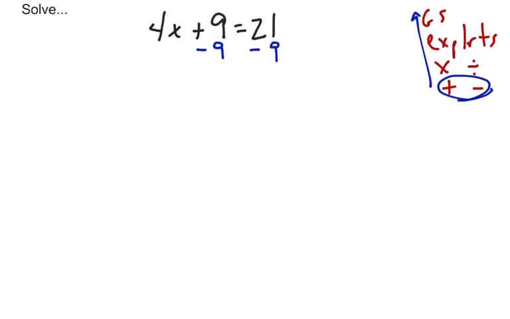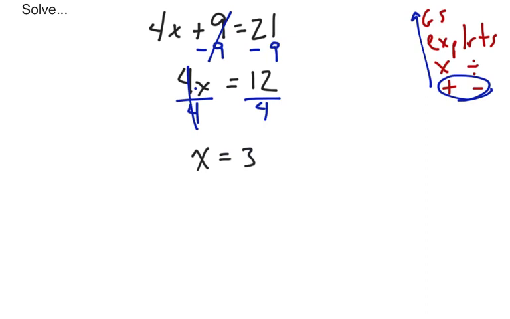So plus 9 minus 9, those guys cancel. And we're left with 4x equals 21 minus 9, which is just 12. And then finally, get rid of the 4. That's 4 times x, so we undo multiplication by dividing. Whatever we do to one side, we do to the other. So we're left with just x on the left and 3 on the right.